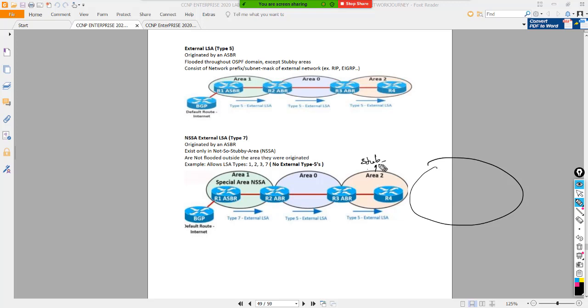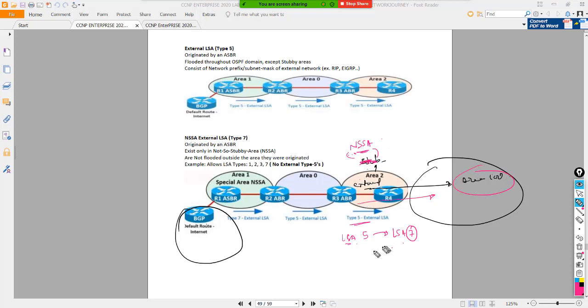As soon as I bring up the stub feature, they are going to suppress the external routing capabilities. Okay, there is no way my external routes can now reach area 100. So in this scenario, I'm going to make this a not-so-stubby area. So what happens is it's going to convert those LSA 5 to a new LSA called LSA 7, and then those LSAs will be sent to the next area.